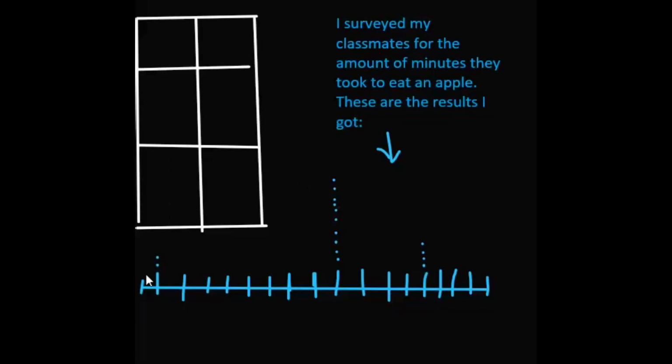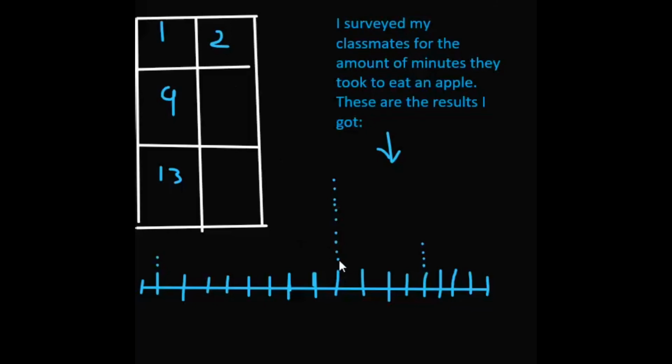So now let's do the first number. So 1, and we can write down 1 here. I'm gonna do all the minutes first. So 1 minute. 1, 2, 3, 4, 5, 6, 7, 8, 9. 9 minutes. Okay. 1, 2, 3, 4, 5, 6, 7, 8, 9, 10, 11, 12, 13. 13 minutes. Okay, so now 1 minute. There were only 2 people who ate an apple in 1 minute.